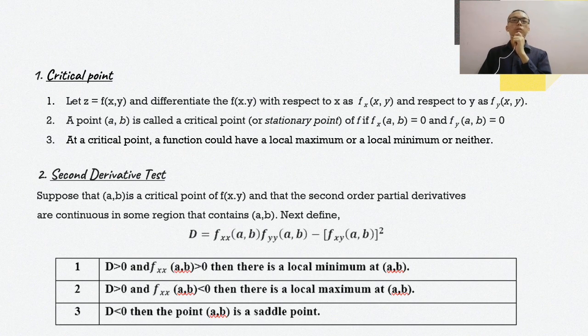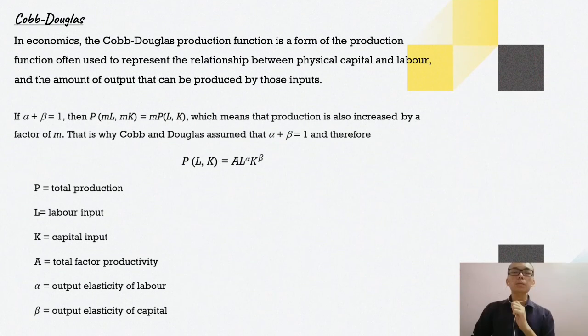Then we use the second derivative test. Suppose that (a,b) is a critical point of f(x,y) and the second order partial derivatives are continuous in some region. Next, define D equal to fxx times fyy minus fxy squared. If D is greater than 0 and fxx is greater than 0, then there is a local minimum. If D is greater than 0 and fxx is smaller than 0, then there is a local maximum. If D is smaller than 0, then the point (a,b) is a saddle point.